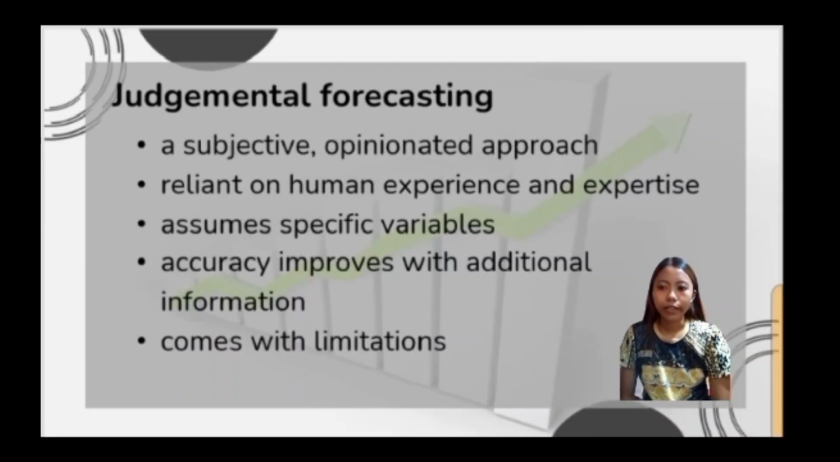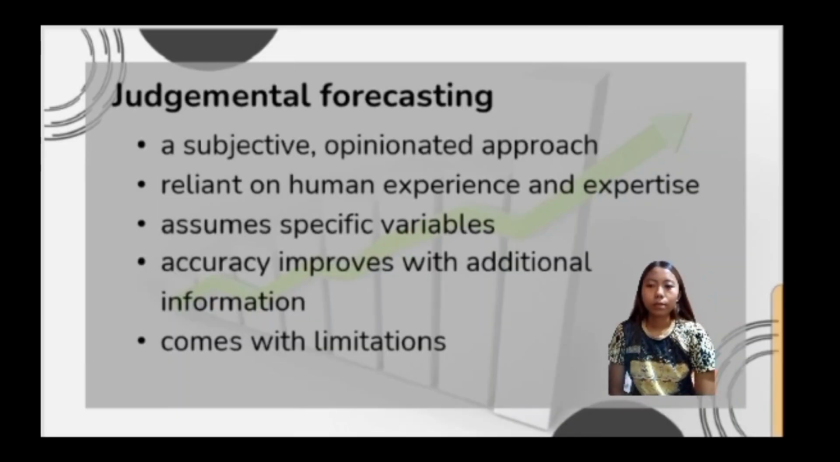So next, it is reliant on human experience and expertise. So it should be relevant, as well as having enough experience. For example, if you're solving for a car, there should be enough examples of the steps to purchase a car. It assumes specific variables, accuracy improves with additional information, and comes with limitations. Of course, there should be limitations.